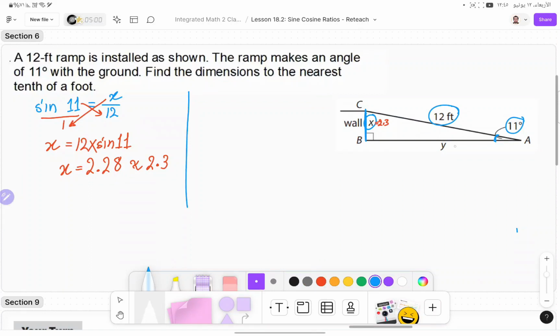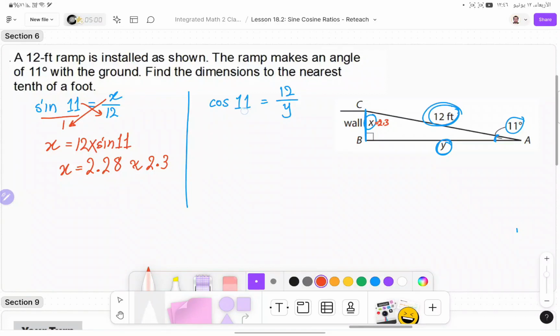So for y, what's the relationship between y and the angle? It's adjacent. So let's now use cosine. Cosine 11 is equal to... We know that cosine is adjacent over hypotenuse, right? And we know the adjacent, which is 12. So now let's replace adjacent with 12, and y is the unknown side. So do I have one unknown that I can find?